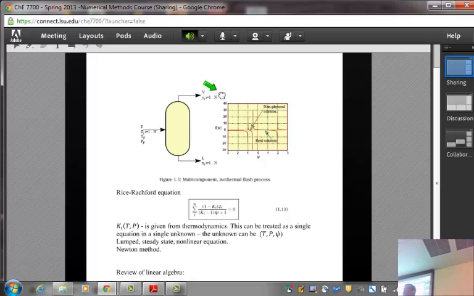If I put psi equal to 1, I get the dew point. And if I make temperature known and pressure unknown, I get the bubble point pressure, dew point pressure. I give you the pressure and ask you to calculate the temperature. So the entire range of PVT behavior of multi-component mixtures is contained in this single equation.